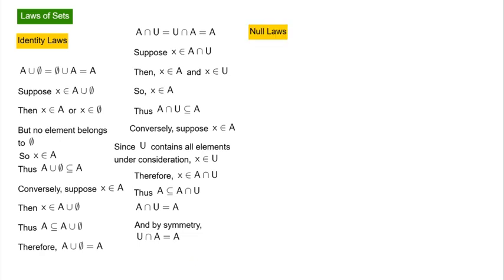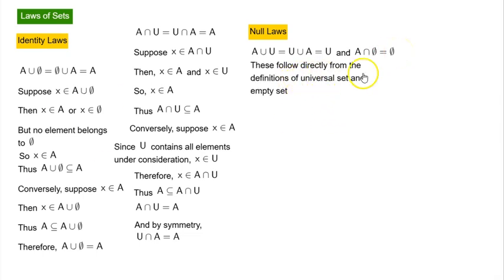Then we have null laws. A union U is equal to U union A is equal to U. And A intersection empty set is equal to empty set. These follow directly from the definitions of universal set and empty set.